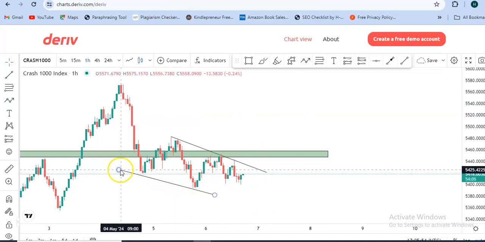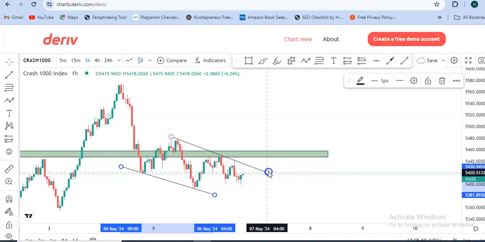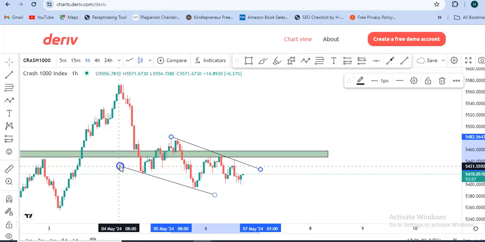Alright, so you can see what we marked on the 4-hourly time frame. Now on the 1-hourly time frame, you can see what we marked here.